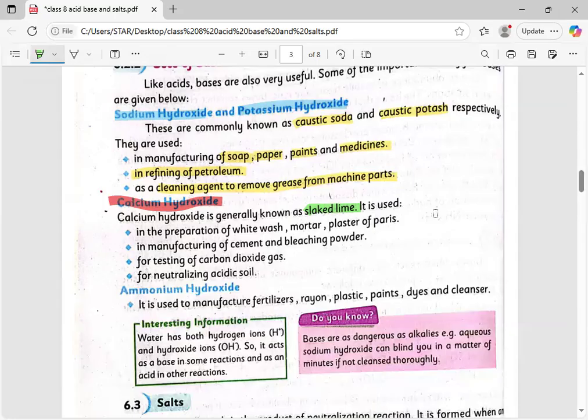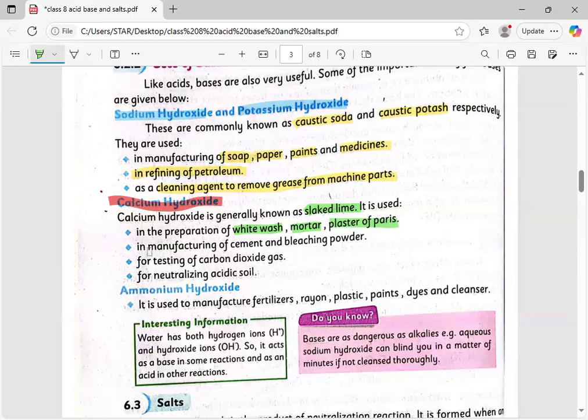Common names. Calcium hydroxide is generally known as slaked lime. It is used in the preparation of whitewash, mortar, and plaster of Paris. It is first used in whitewash, whenever you are going to do a whitewash in your homes. Mortar and plaster of Paris are also composed of calcium hydroxide salt.